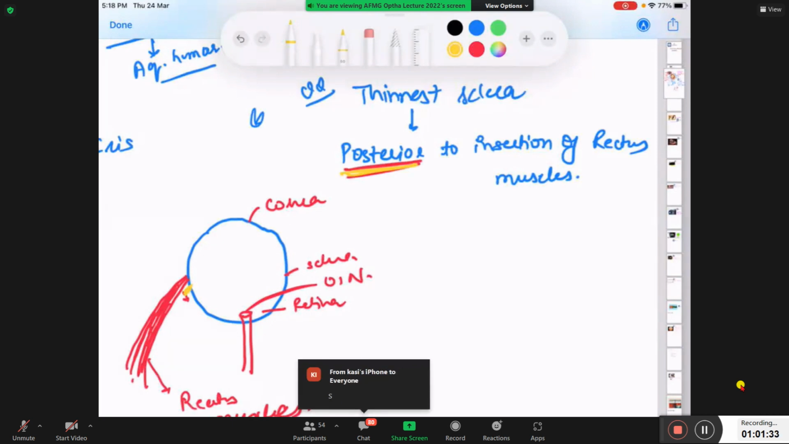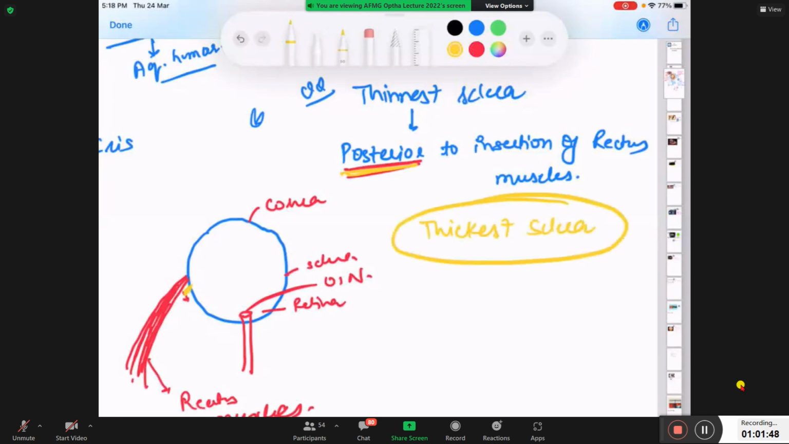Thinnest sclera. Yes, you have to remember that it is located posterior to the insertion of the rectus muscle. Now, if they ask you what is the location of the thickest sclera, write down. Thickest part of the sclera. Any idea which is the thickest sclera? Location of thickest sclera? Then the answer will be, if they ask you, it is around the optic nerve.